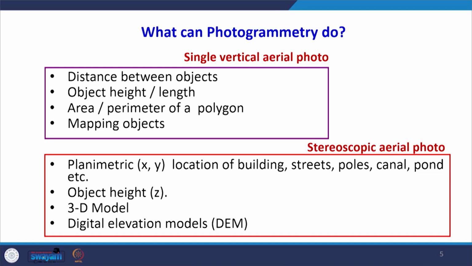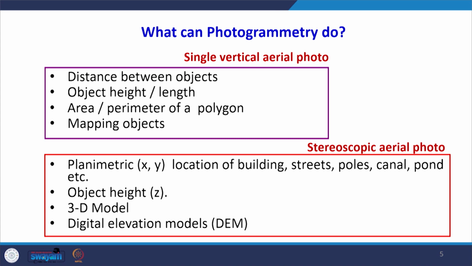What can photogrammetry do? Many times we are using a single vertical aerial photo, but in a large number of projects we may require the third dimension, so we are using stereo aerial photographs. When we are using mono photographs, we can carry out distance measurement, we can find the length between 2 points, we can get the area, and we can prepare maps of the object. So we are dealing mostly with planimetry when we are using single, individual photographs.